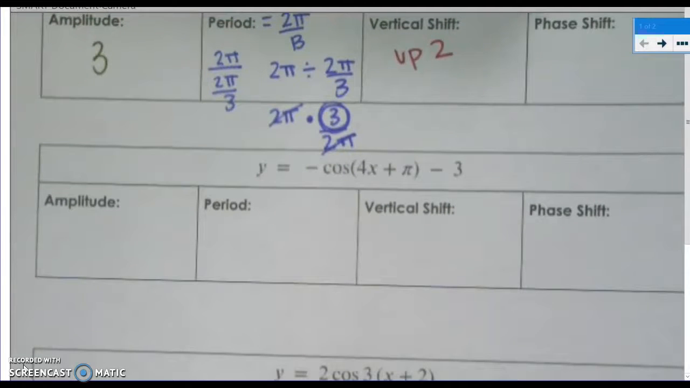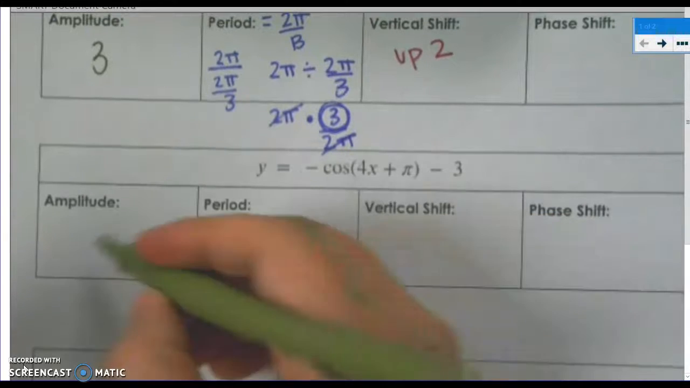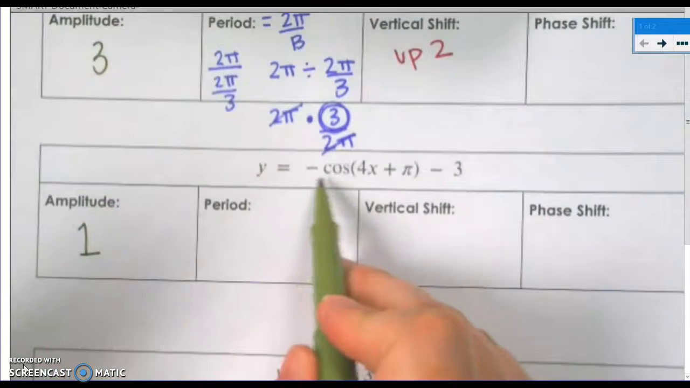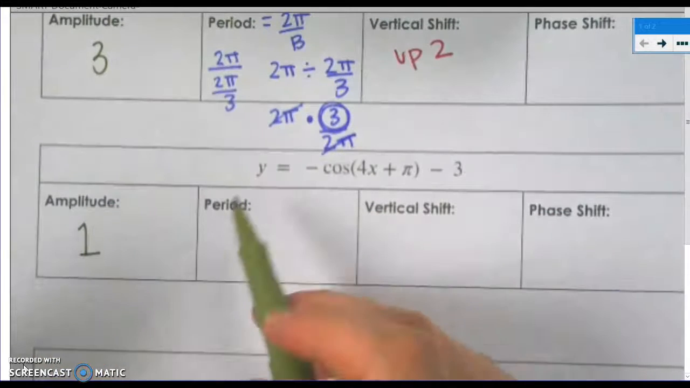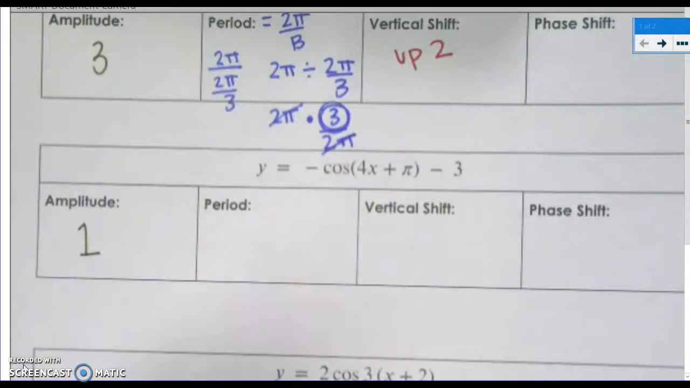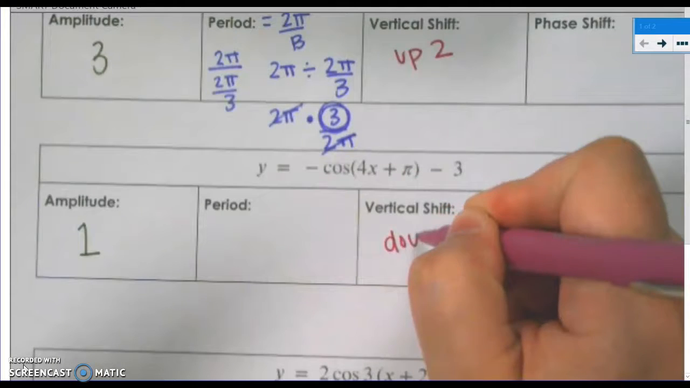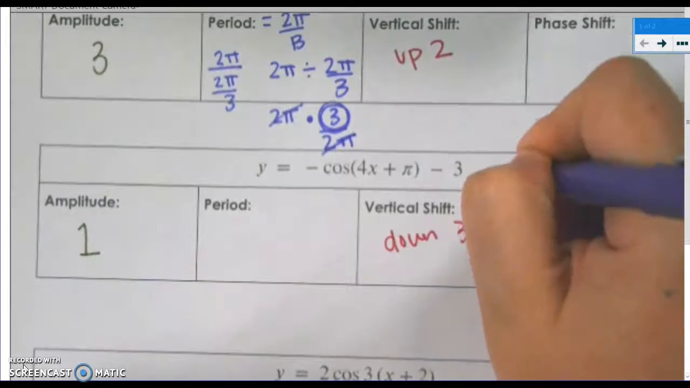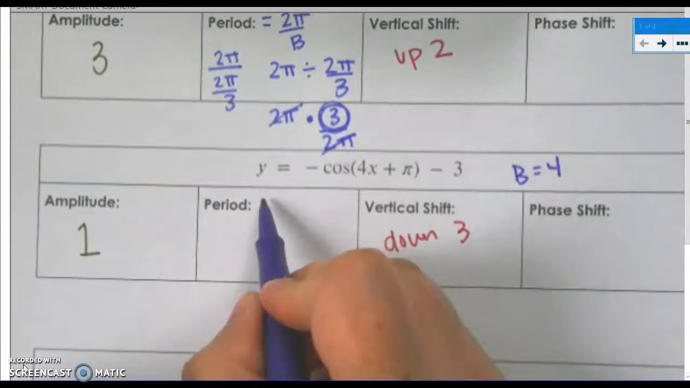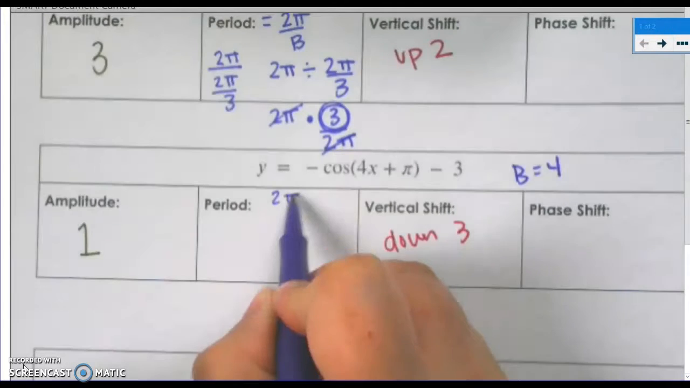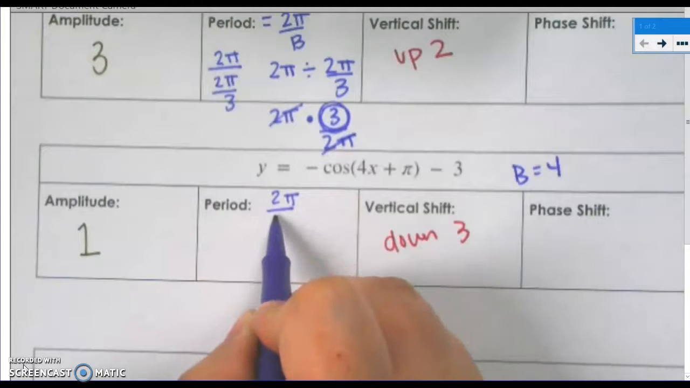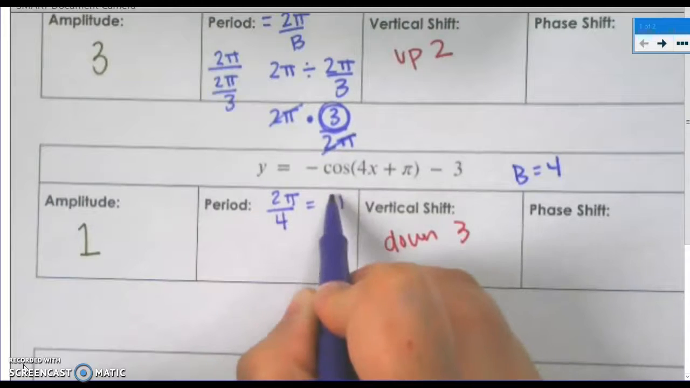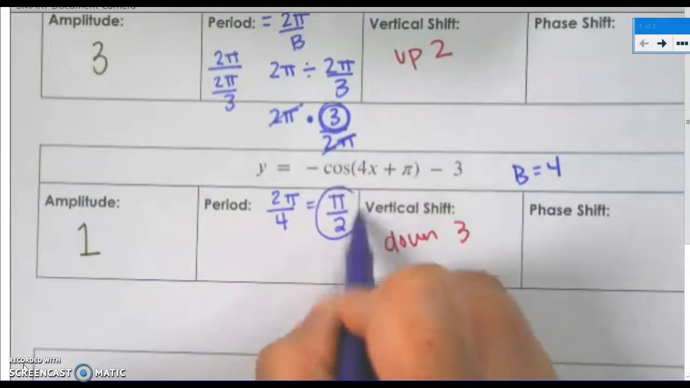All right, next one, my amplitude. My amplitude is 1. This has also been reflected. Amplitude is always a positive number. My vertical shift is down 3. My B is equal to 4. So 2 pi over 4, that's going to reduce to pi over 2, so that's my period.